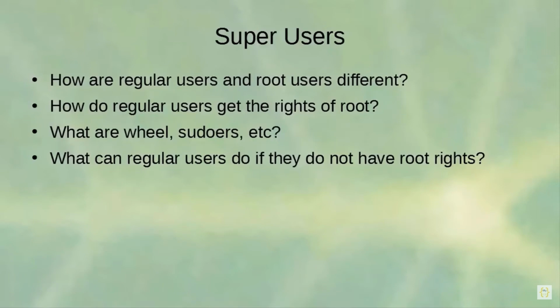So how do regular users get the rights of root? Well, we looked at that just a moment ago. There's that wheel group thing. With the wheel group, sudoers, you are able to run the sudo command and access things that root could access because you can run these commands as root. So what can regular users do if they do not have root rights? Well, they can ask somebody with root rights to do it for them, or if the root user wants to, it can grant them access so they can do it with the sudo command themselves.